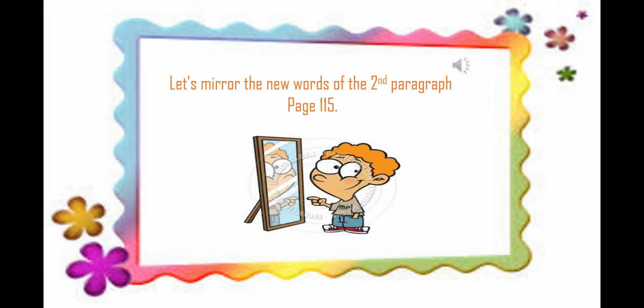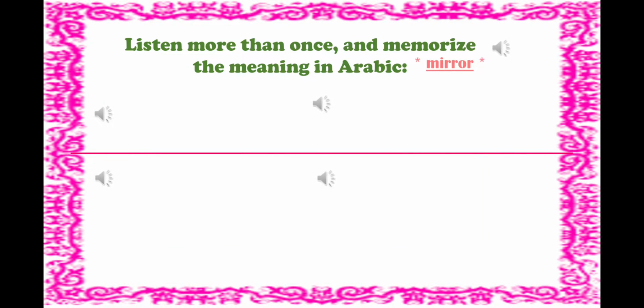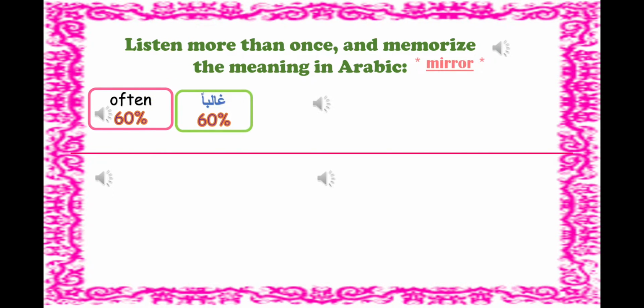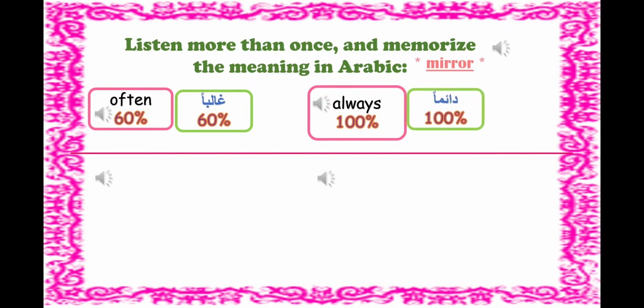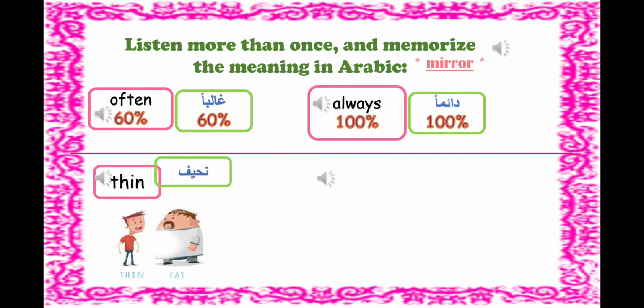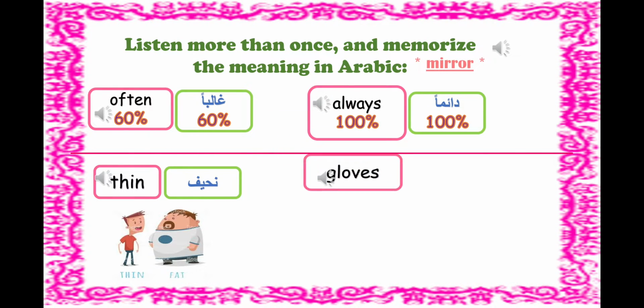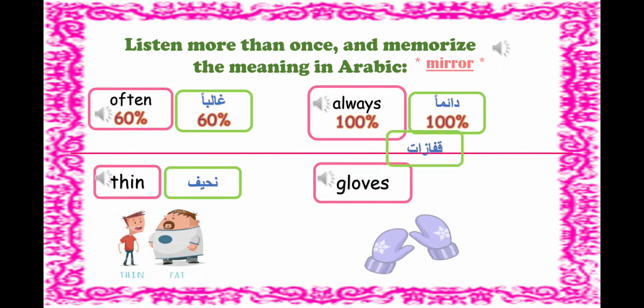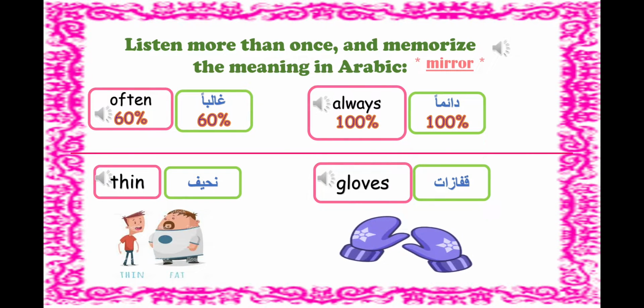Let's mirror the new words of the second paragraph, page 115. Listen more than once and memorize the meaning in Arabic. Mirror. Often. Always. Thin. Gloves.